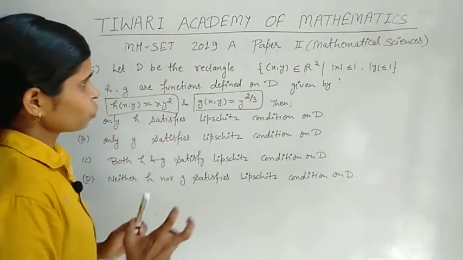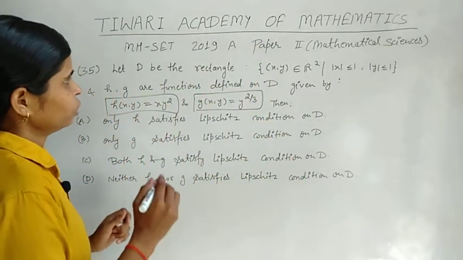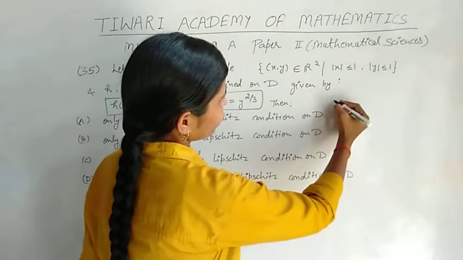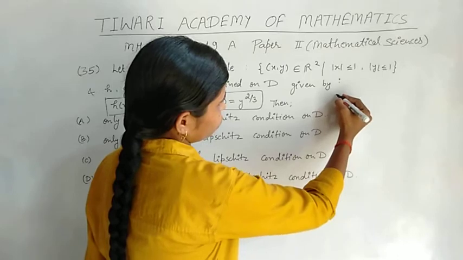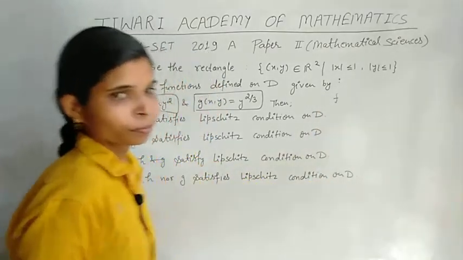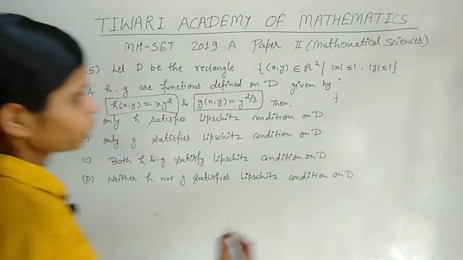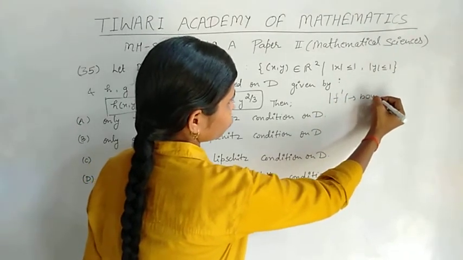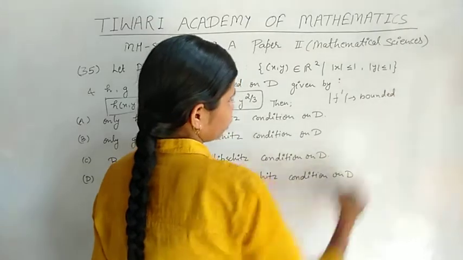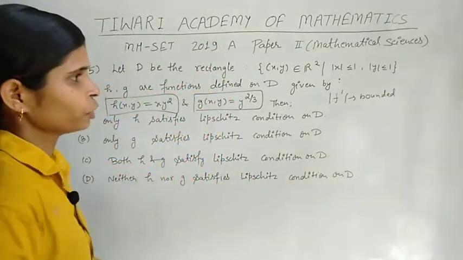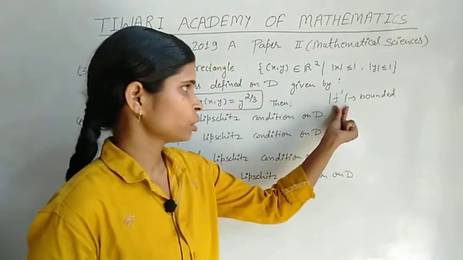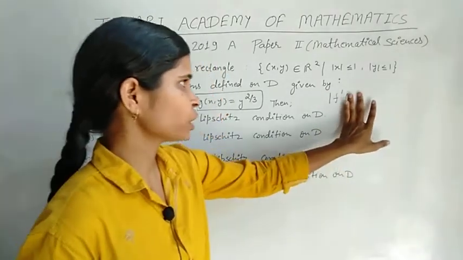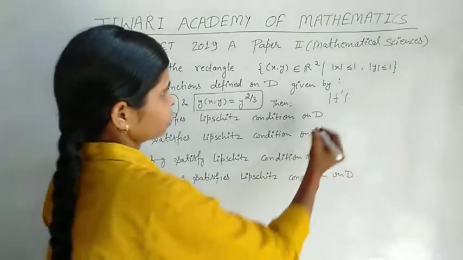First of all, the Lipschitz condition: if the function's derivative is bounded, then the function f satisfies the Lipschitz condition. If the derivative of the function is bounded, then the function is said to satisfy the Lipschitz condition.